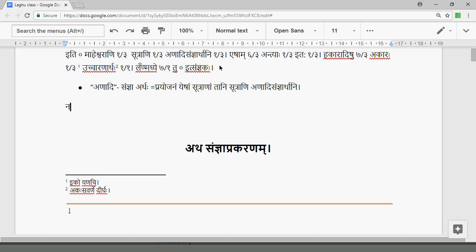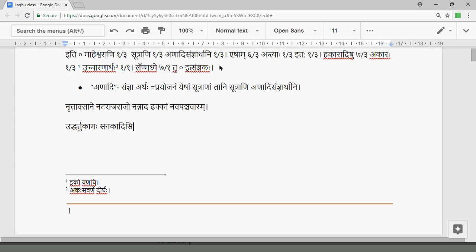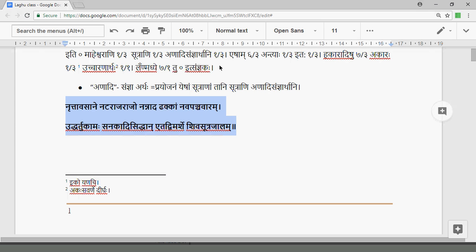Vrittavasane. Nataraja. Rajo. Nanada Dhakkam. Nava Panchavaram. Uddhartu Kamaha. Sanakadi Siddhan. Etad Vimarshe. Shiva Sutra Jalam. So this is the shloka.